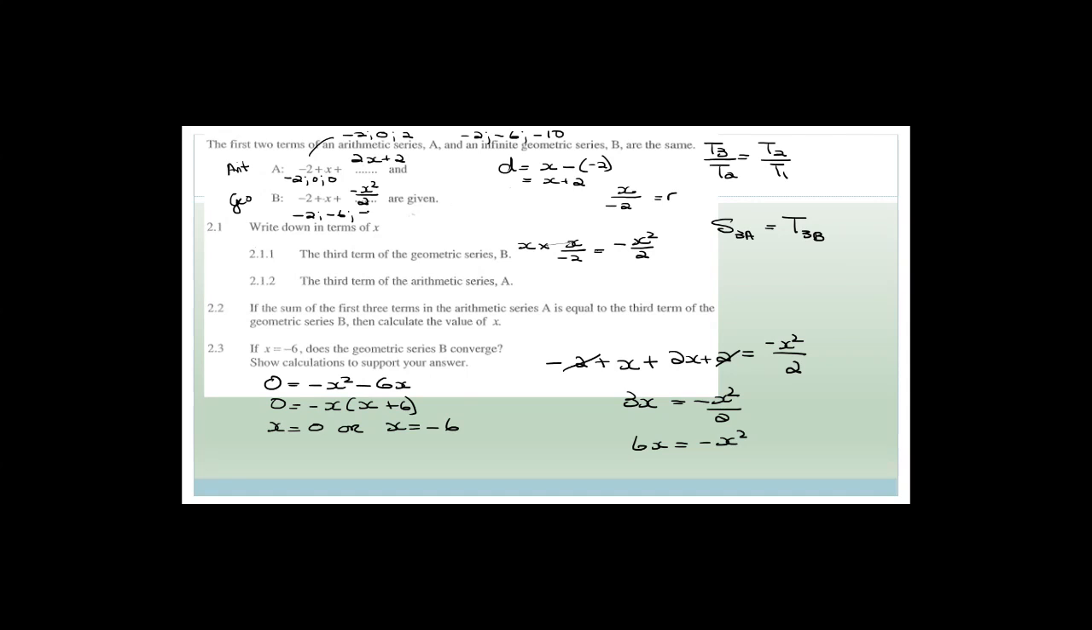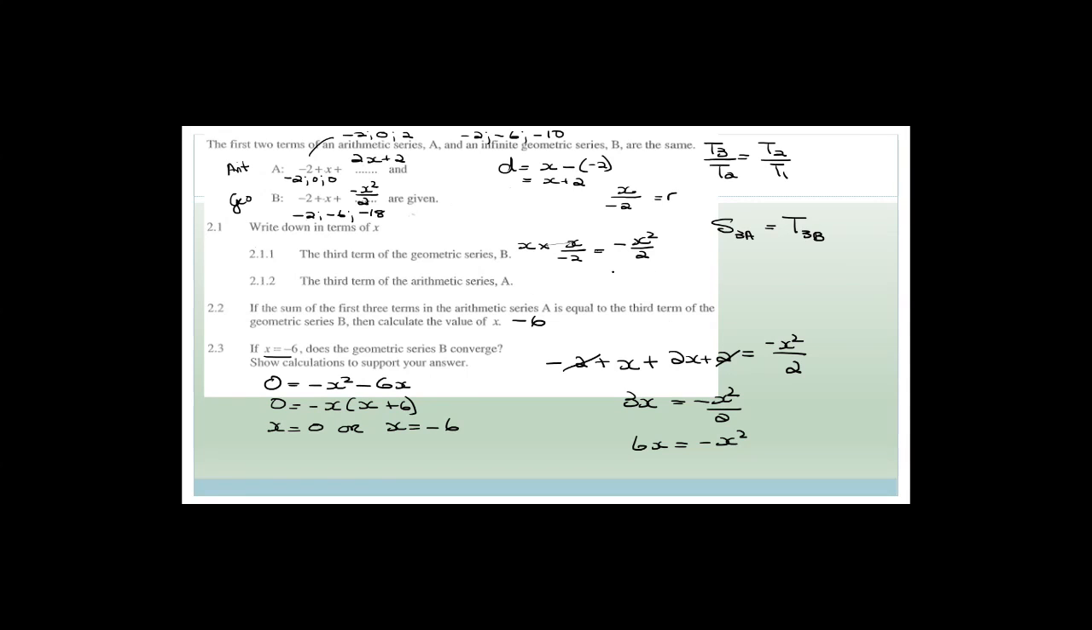18, so it becomes minus 18. 18 divided by 6 is 3 and 6 divided by 3 is 2. Beautiful. So the value of x is minus 6. Yay. There we go. If x is minus 6, we know we got it right.